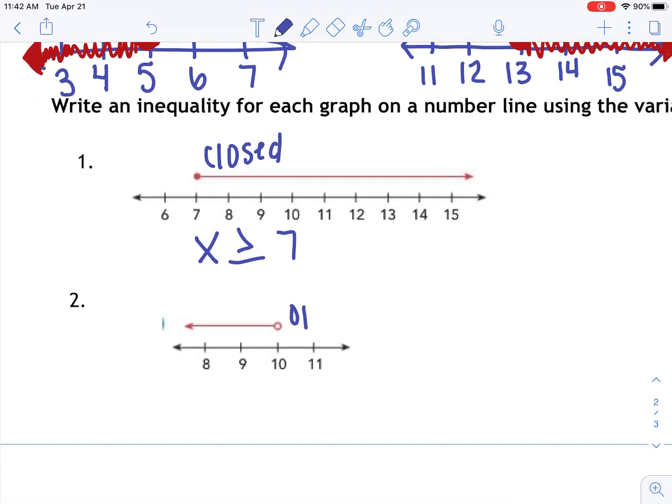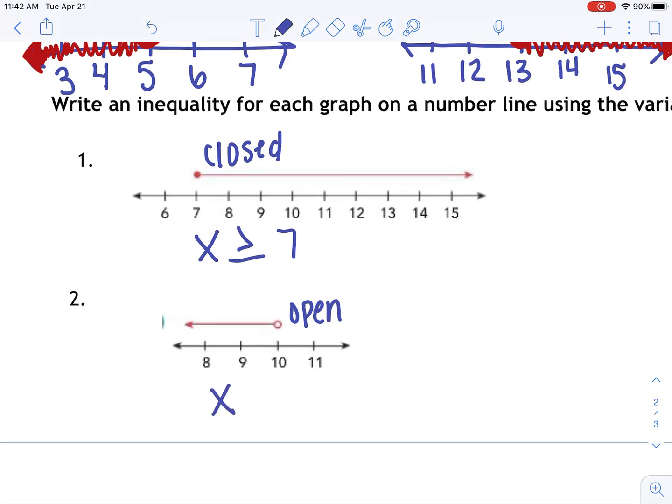Okay, number 2, we have an open circle. So that means we're going to have greater than or less than. We have our x. Our point or circle is on the number 10, so that's going to be our number that we use in our statement. Now we just need to decide, is it showing the numbers that are less than 10 or greater than 10? Well, my solution, my arrow includes 9 and it includes 8. So that means that it's showing any number that would be less than 10. So x is less than 10. And we have our inequality there.